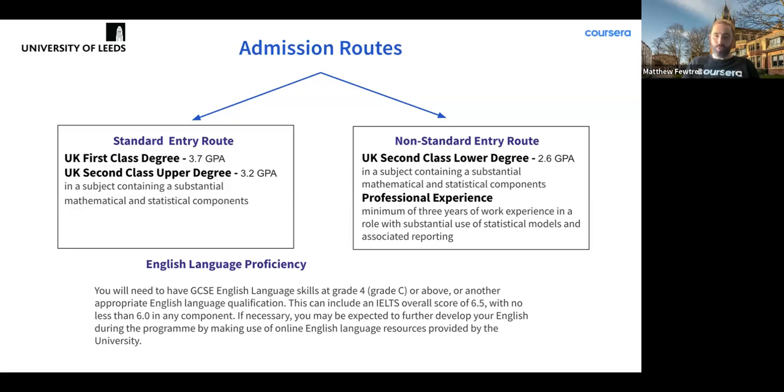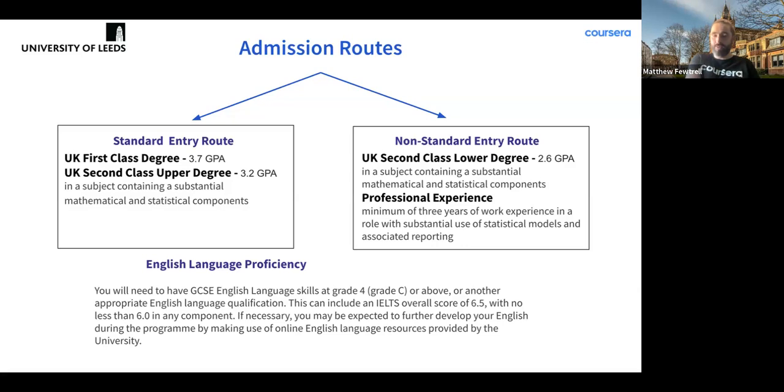But if you don't meet those requirements, we also have a non-standard entry route. So if you have a UK second-class degree, we would still be looking for substantial maths, but you could also make it up with some professional experience, with a minimum of 3 years work experience, once again, in a role with substantial maths or with statistics.